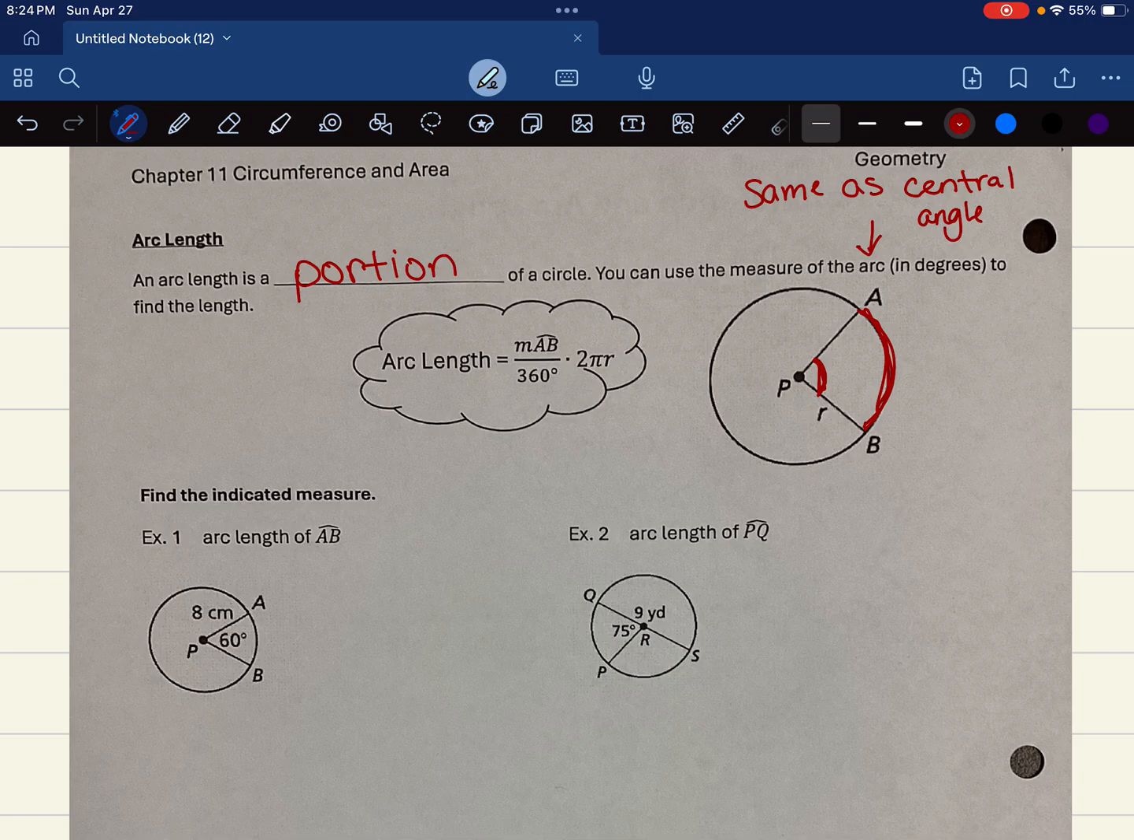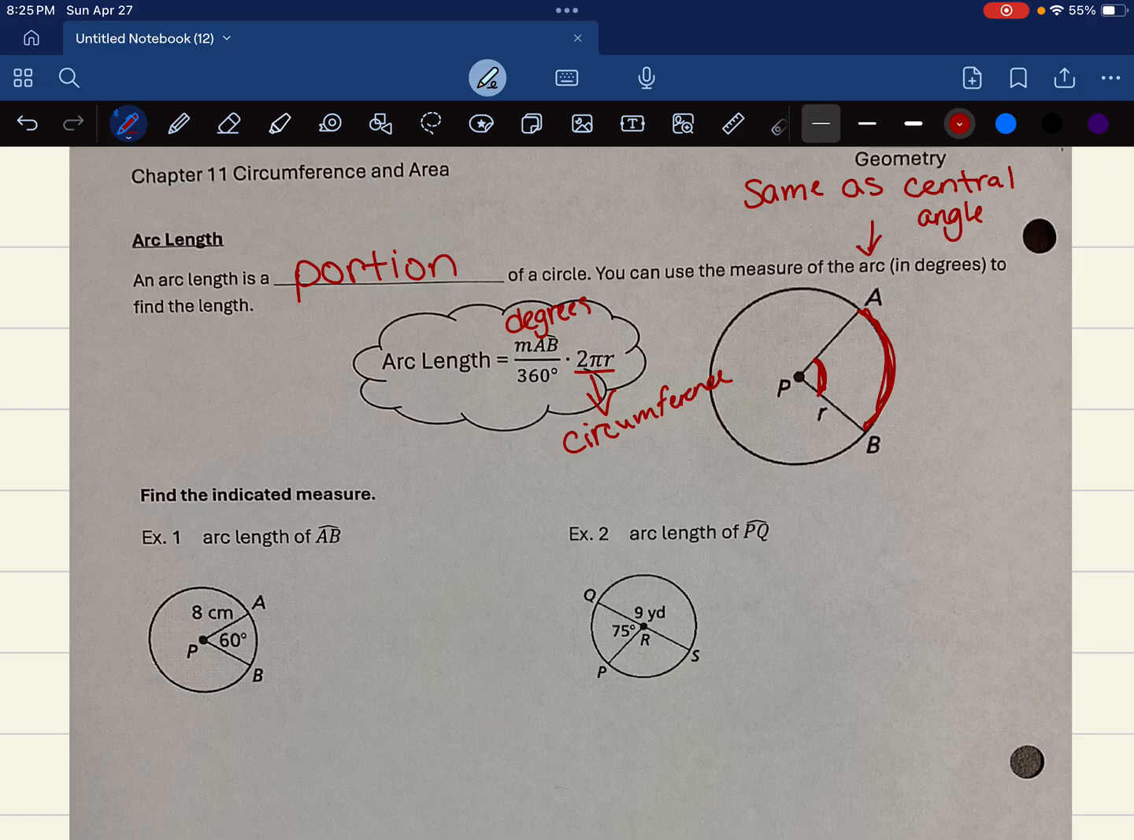Now, it gives you the formula, right? The arc length is found by taking the measure of angle AB, which this is always in degrees, divided by 360, which is the total, and then we just multiply by 2 pi r, which we just talked about. 2 pi r is the formula for circumference. Right? Another reason we find that first.